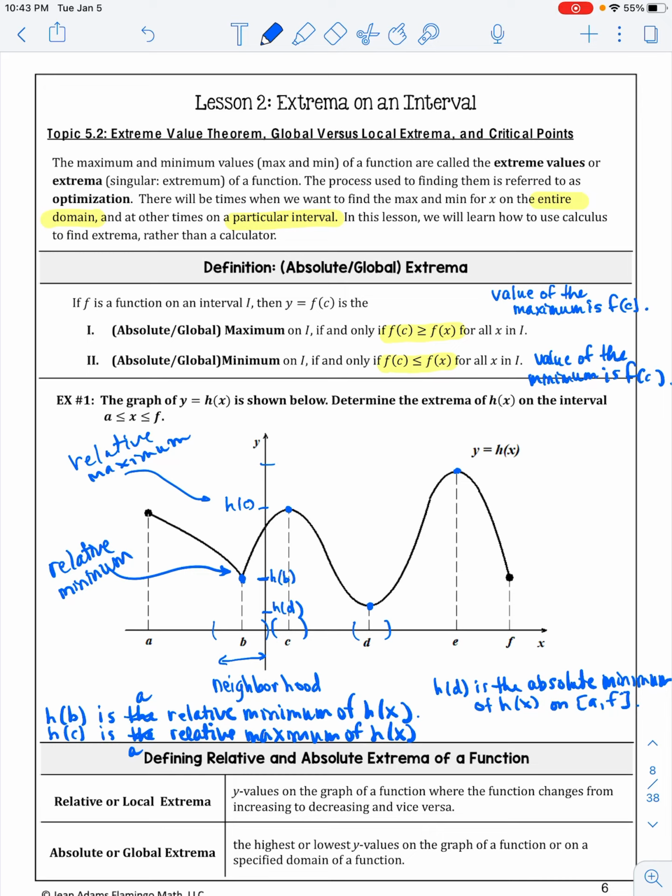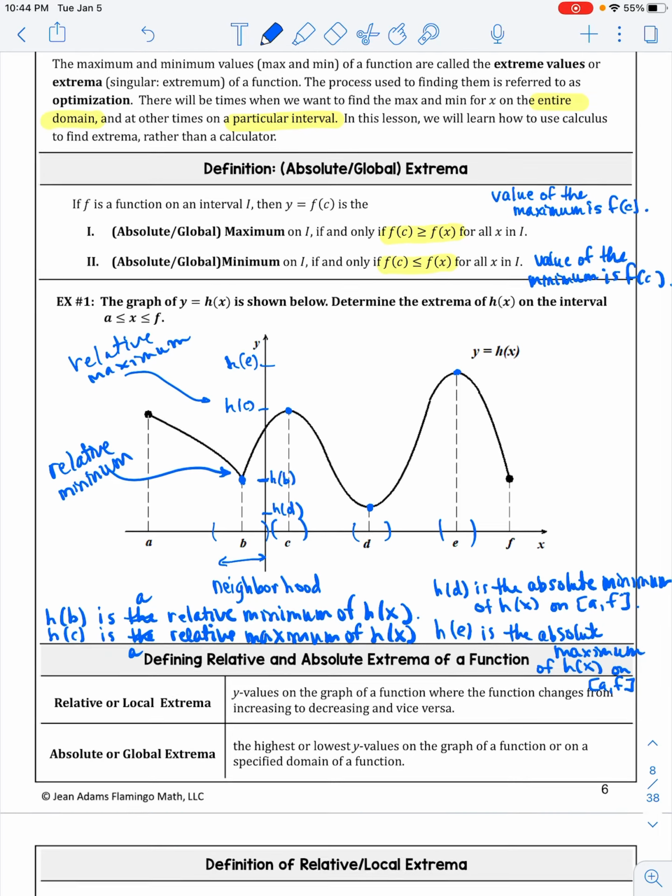And then you have h of e. If I follow this across, here's my h of e. And so, again, in the neighborhood, it is the highest, but it's also the highest of all of them. So h of e is the absolute maximum of h of x on af. Okay?